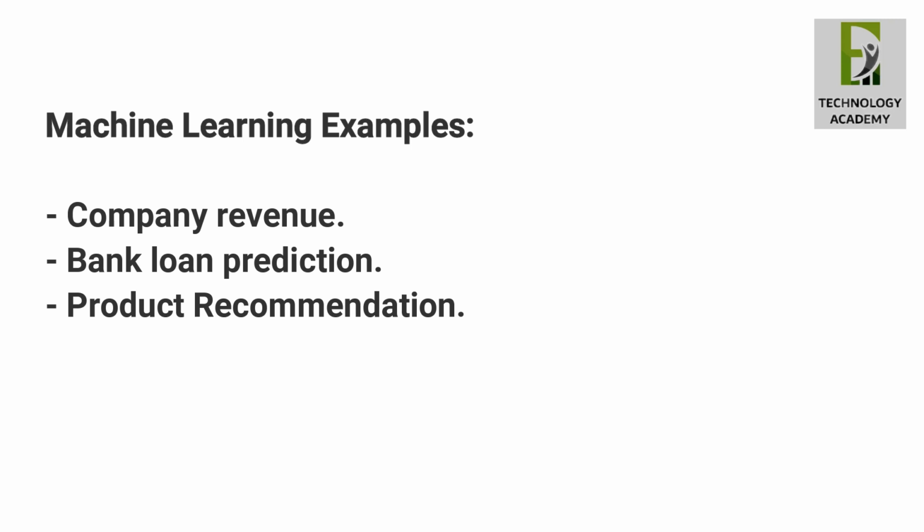The first field is machine learning, and we said that machine learning is used in case our data is in a table format. So we can use machine learning to predict, for example, the revenue of a certain company, to predict to whom we should provide, for example, bank loans, or to recommend a certain product to customers who are most likely to agree to these products.